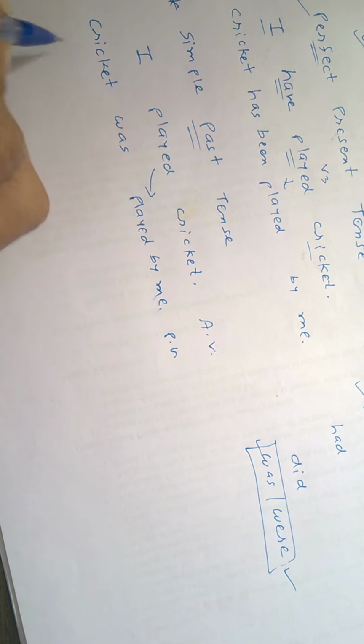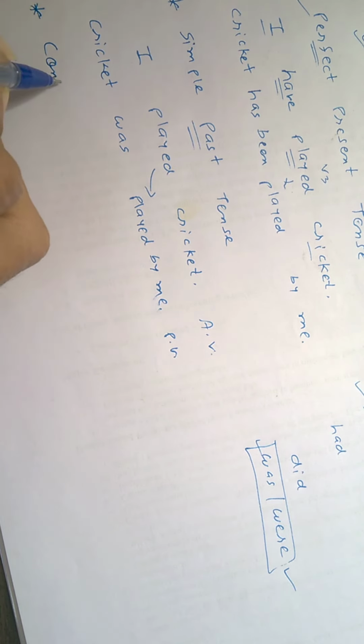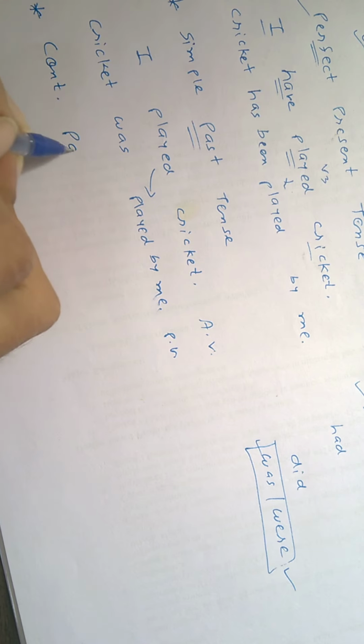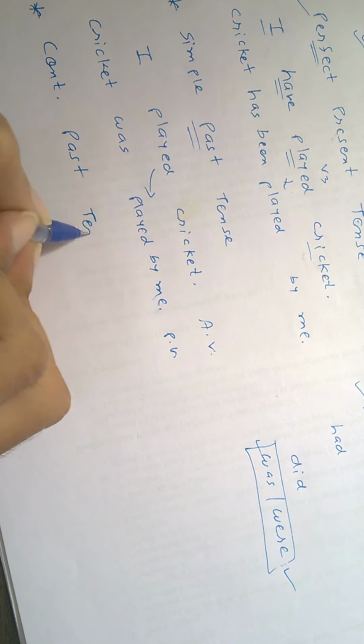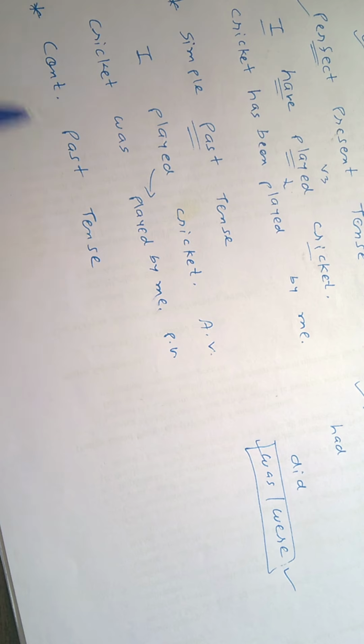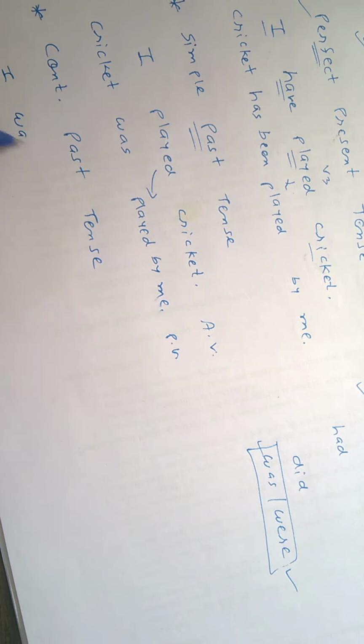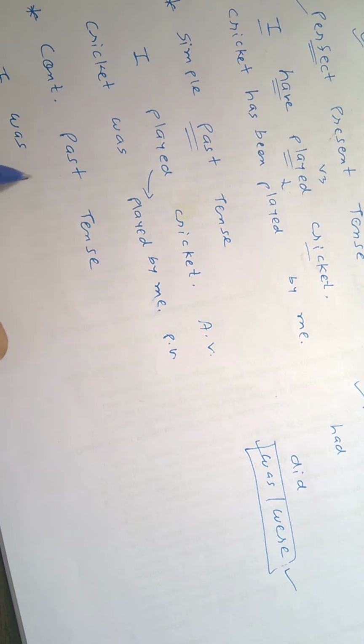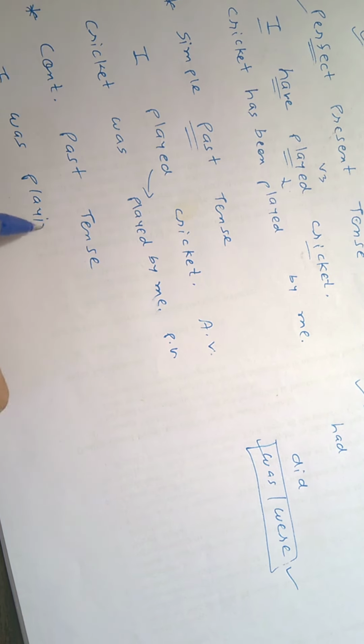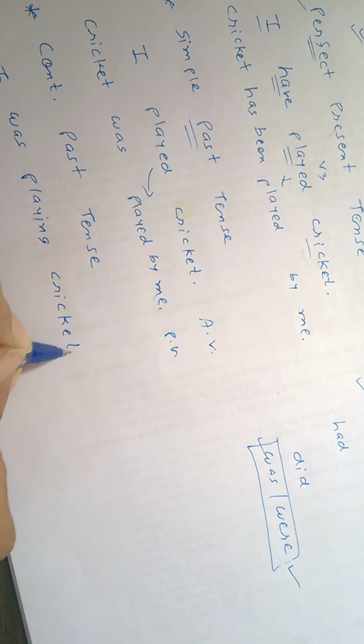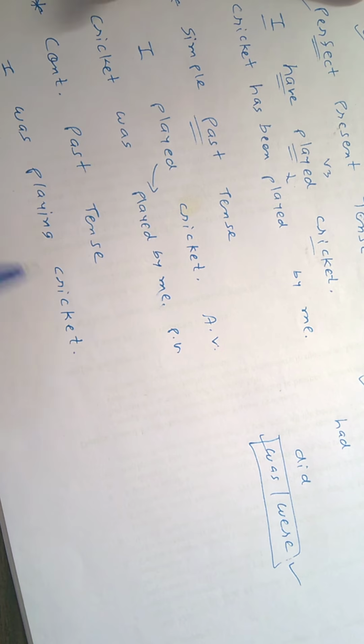Now we will convert the passive voice for past continuous tense. So we will take here one example. I was playing cricket. So we will apply again our technique and we will convert in passive voice.